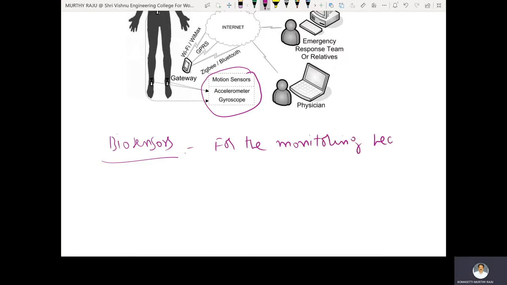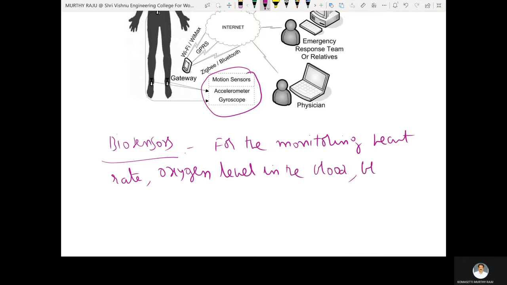Monitoring heart rate, oxygen level in the blood, blood pressure monitoring, rate of respiration, and body temperature.